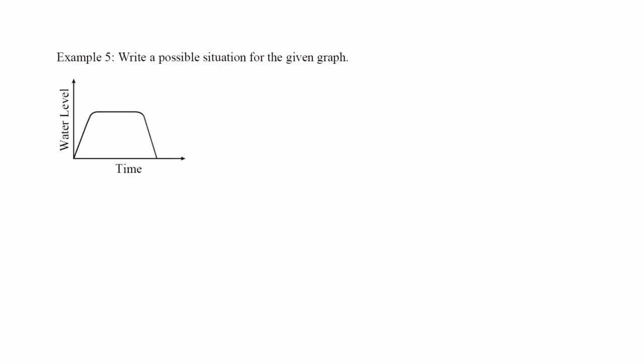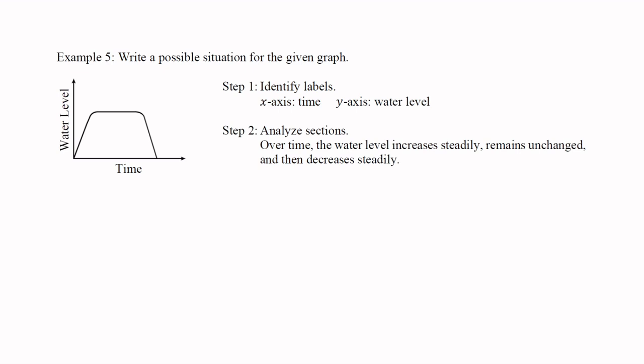So in example 5, we're going to write a possible situation for the given graph. So here we have an increasing graph, then it stays constant, and then it decreases over time. And what's increasing and decreasing and staying the same is the water level. So first, we're going to identify the labels. The x-axis is time, and the y-axis is your water level. Then we're going to analyze the sections. So over time, the water level increases steadily, remains unchanged, then decreases steadily.